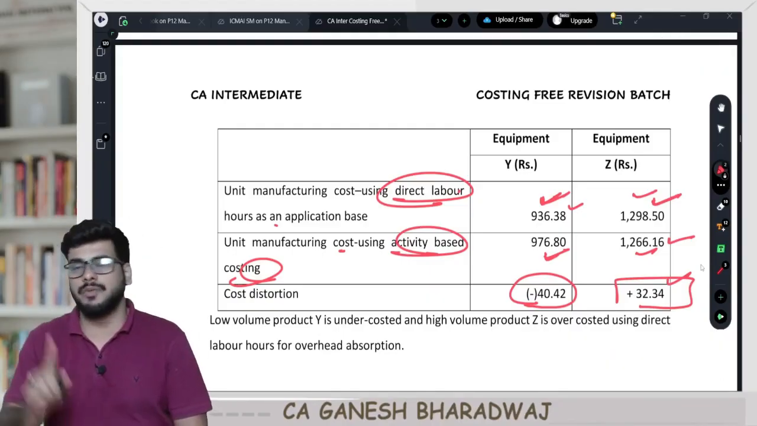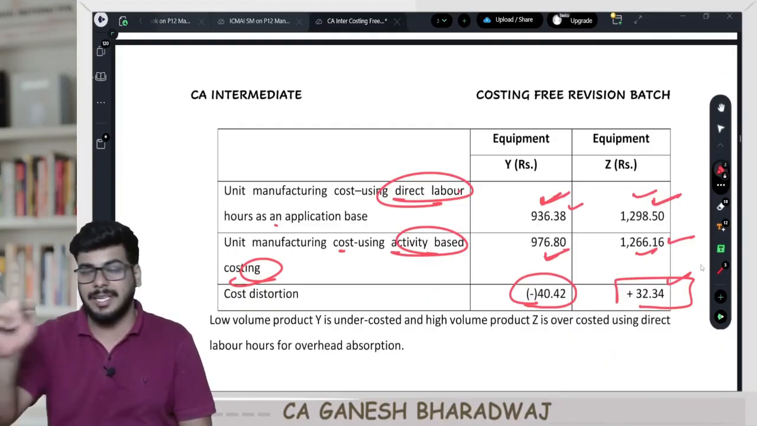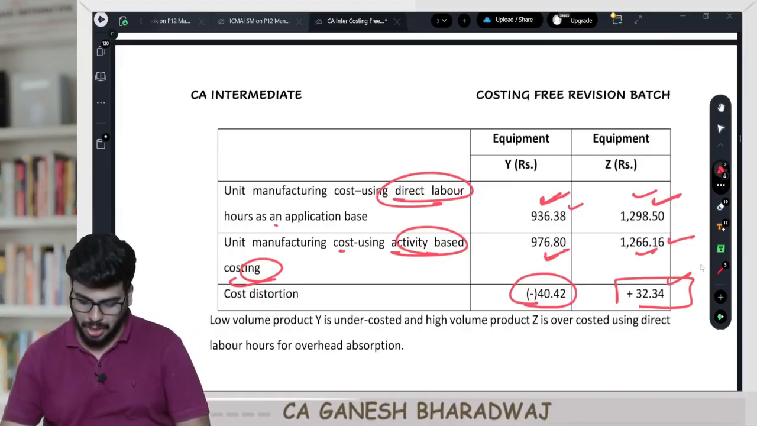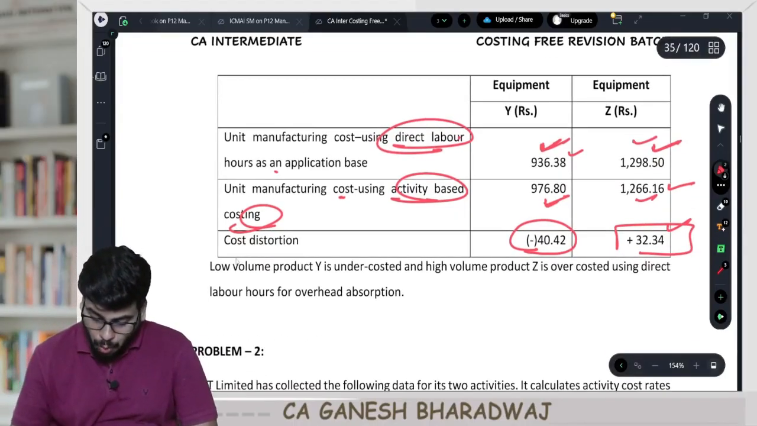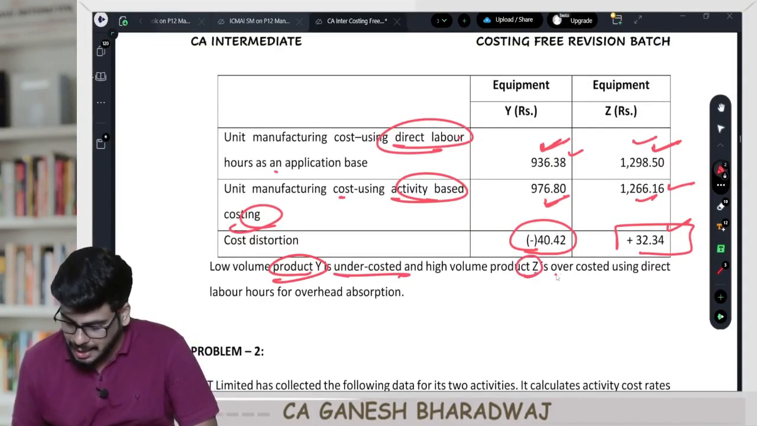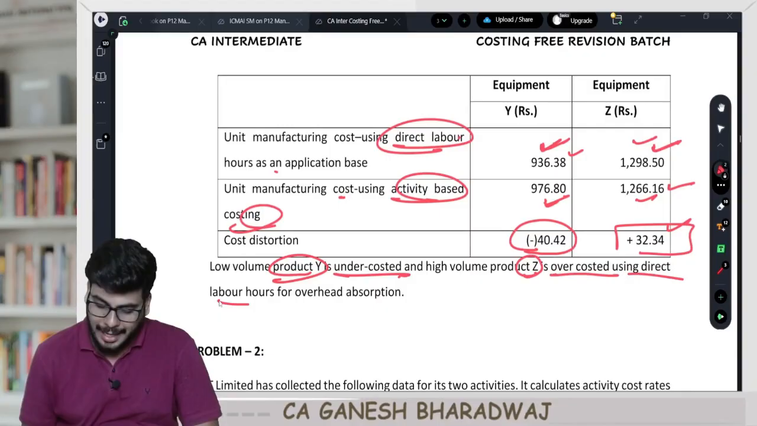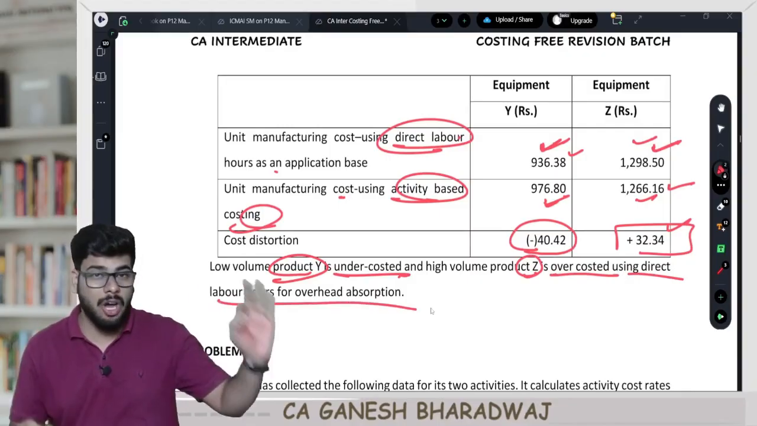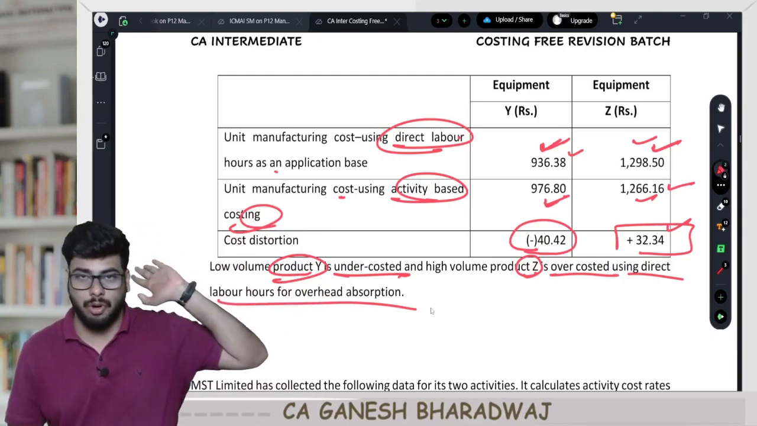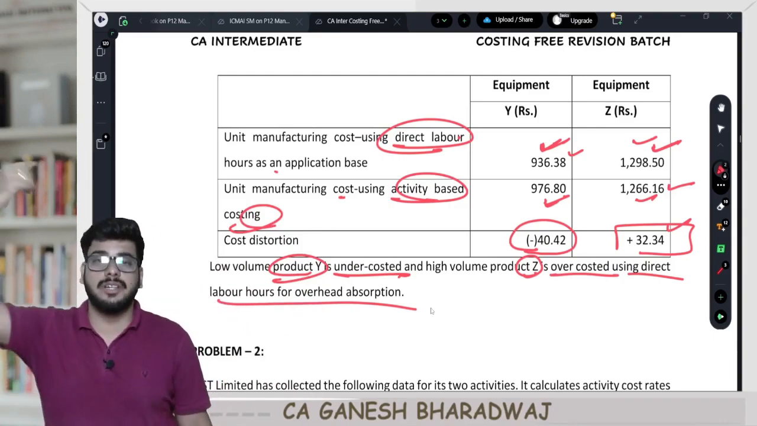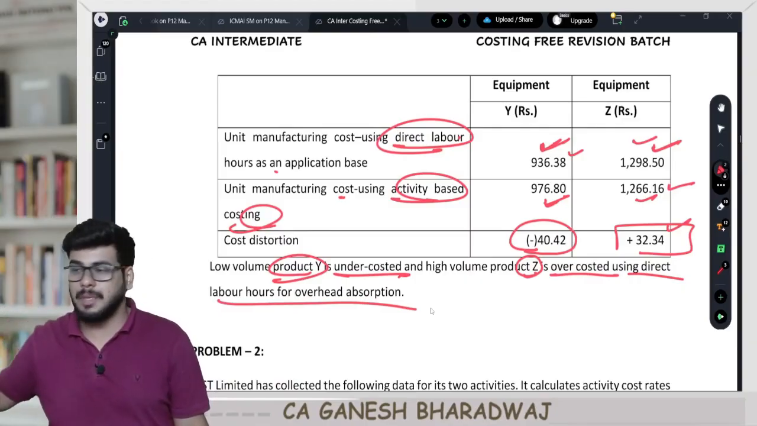Both undervaluing and overvaluing, that is both undercosting as well as overcosting, are bad. You need to use the right methodology of costing. So look at this. The low volume product Y is undercosted and the high volume product Z is overcosted using direct labor hours for overhead absorption. A wrong methodology of absorbing your overheads will lead to wrong selling price fixation, which will result in a huge failure of the business itself.